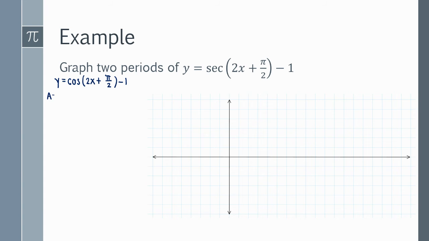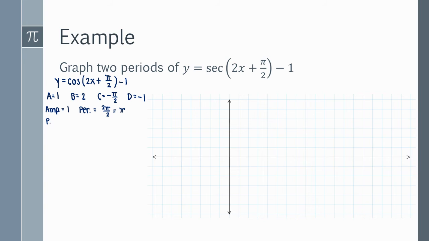So we're going to identify A, B, C, and D. A value is 1, B is 2. Remember, C is the opposite, so negative pi over 2. And then D we keep the same, so negative 1. So our amplitude is the absolute value of 1, so 1. Our period is going to be 2 pi divided by 2. So once again, another period of pi.